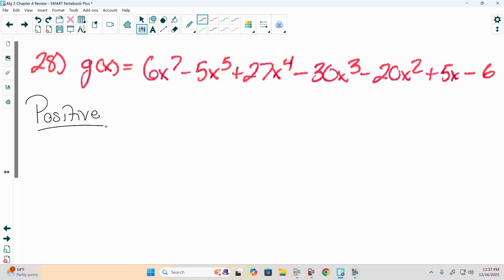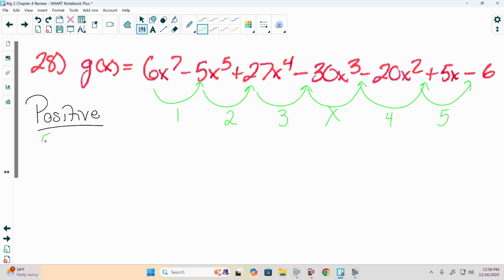So as we go from x to the 7th to x to the 5th, it goes from positive to negative, so that would be 1. X to the 5th to x to the 4th, it goes from negative to positive, so that would be 2. X to the 4th to x cubed would be 3, positive to negative. Then we go from negative to negative, so we don't count it. Negative to positive would be 4. Positive to negative would be 5.